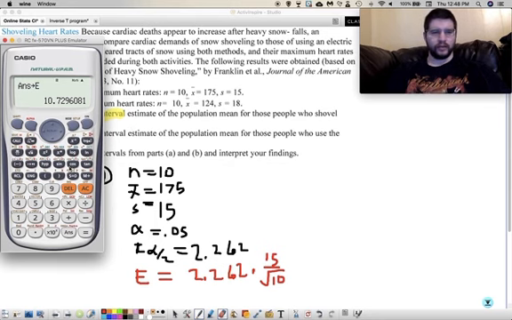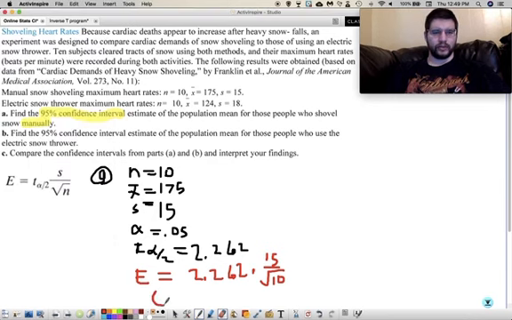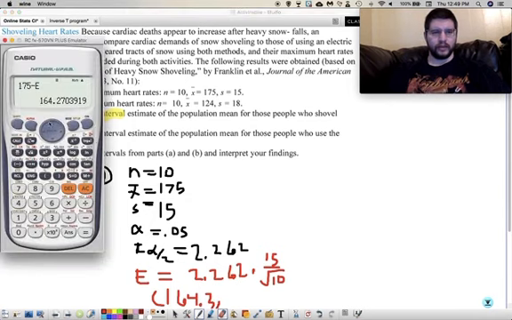And to get my confidence interval, I'm going to do my x bar, 175, plus E. Well, minus first. 164.3. Yeah, they're going to the first decimal place, so the confidence interval needs to go to the tenths place. 164.3, sorry. And then we change that minus to a plus. We get 185.7.